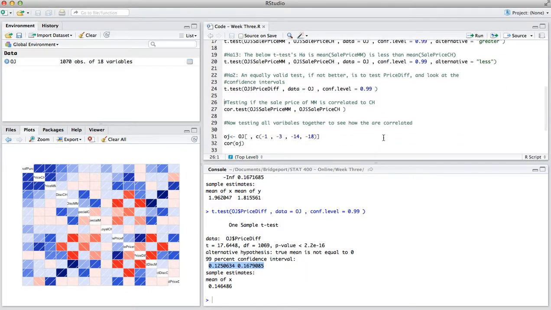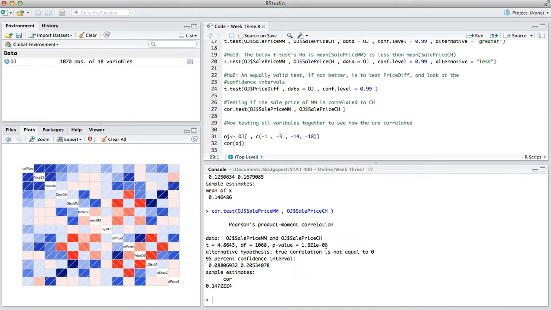Moving on. Let's do a correlation now. A cor test of Minute Maid and Citrus Hill, same variables. Let's just see how much they move together. I get a very small p-value, 1.3 times 10 to the minus 6, very small. And I am confident that the correlation is between 0.08 and 0.2.